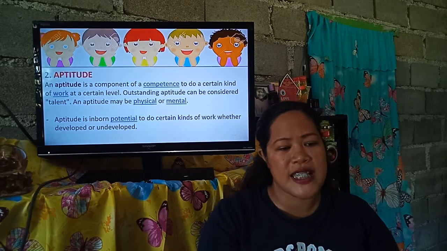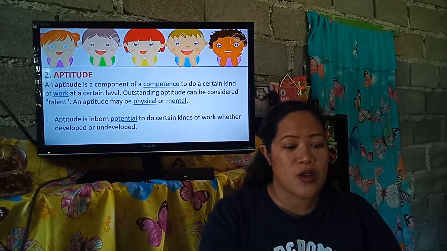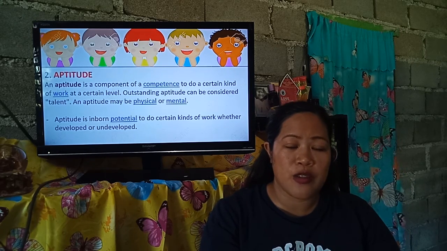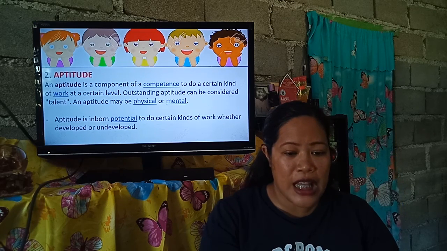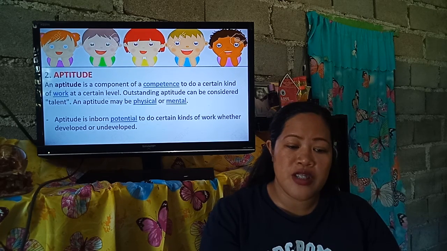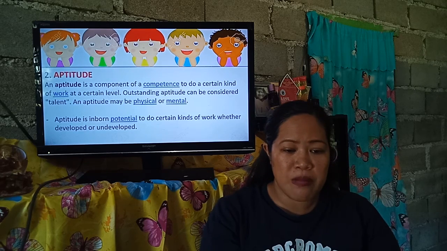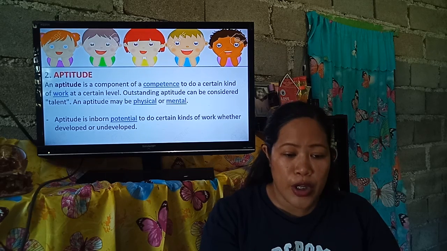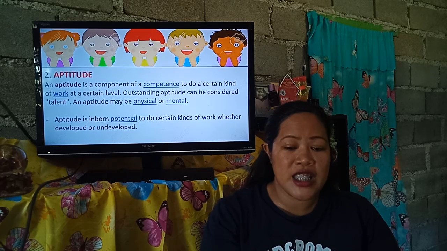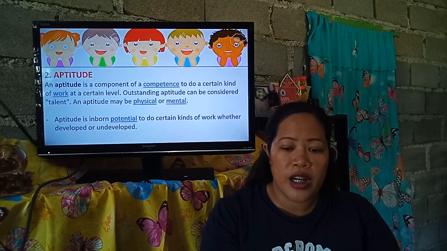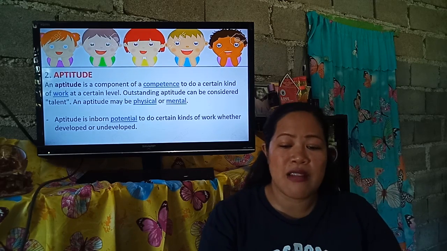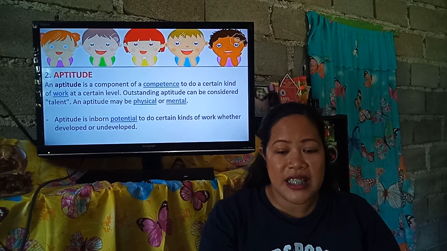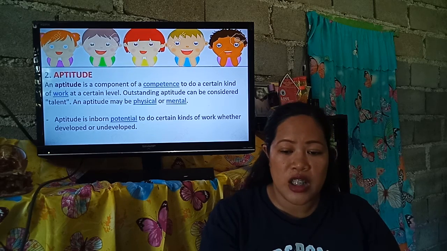So, number 2 characteristic is the aptitude. An aptitude is a component of a competence to do a certain kind of work at a certain level. Understanding aptitude can be considered talent. An aptitude may be physical or mental. Aptitude is inborn potential to do certain kinds of work, whether developed or undeveloped. Ability is developed knowledge, understanding, learned or acquired abilities or skills or attitude.